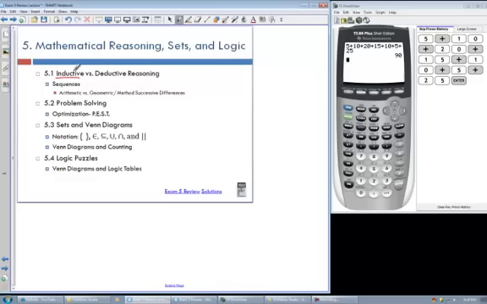So you're making your conclusion off specific cases. Whereas in deductive reasoning, you're going from some sort of general principle and applying it to a specific case usually. Let's take a look at an example of this.